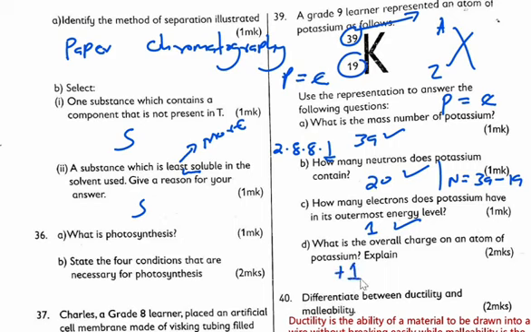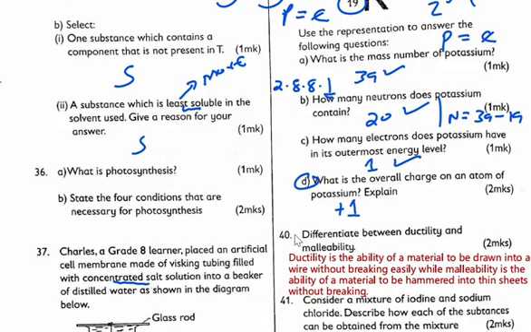So +1. Why positive? Because it has lost 1 electron, and therefore we are going to have more protons, and then 1 to show the number of electrons lost. So that is the overall charge. And then explain. I've already explained, and then you score 2 marks. But for this, don't worry, because this one is not according to our level. It is not in the curriculum design.